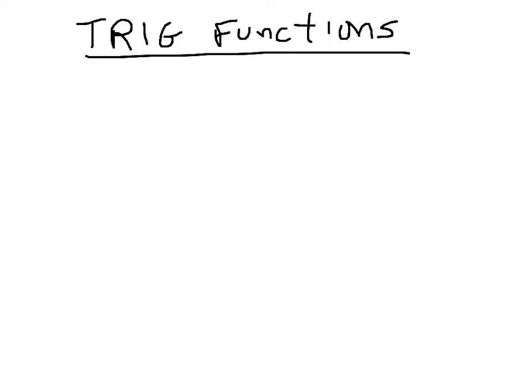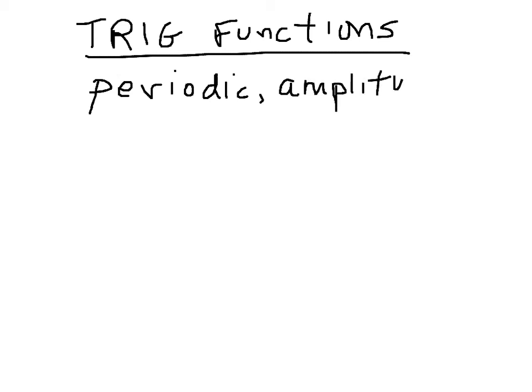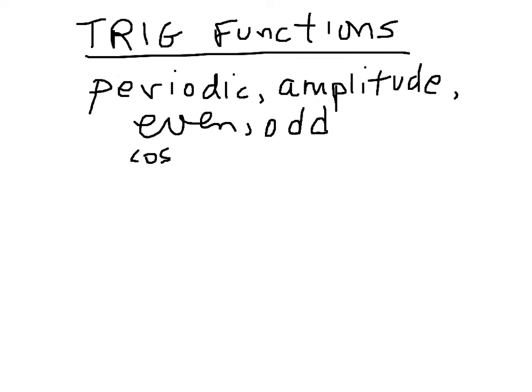And finally, in our review, let's talk again about trig functions. Some of the key terms to make sure we understand are what it means to be periodic, what the amplitude is, and finally what it means to be even and odd. That certainly translates to any type of function, but in particular we're looking at what it means for a trig function to be even and odd. The best example of an even trig function is cosine, and for an odd function it is sine.